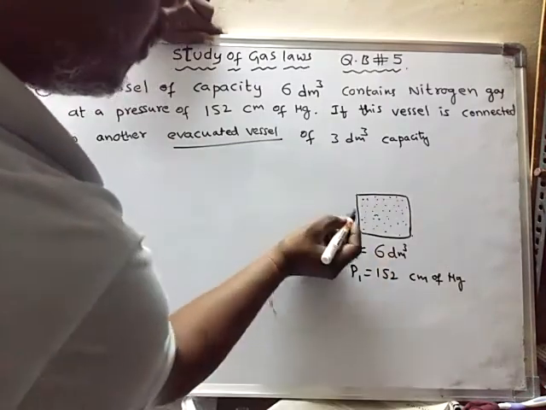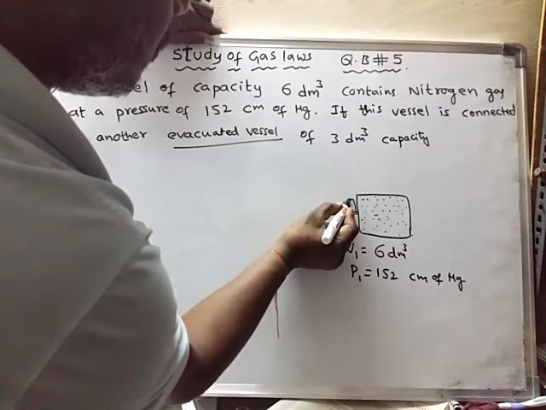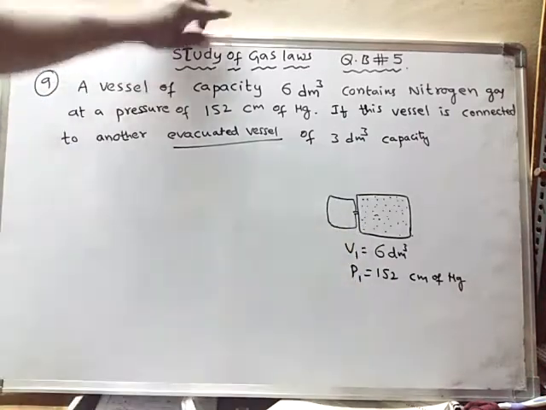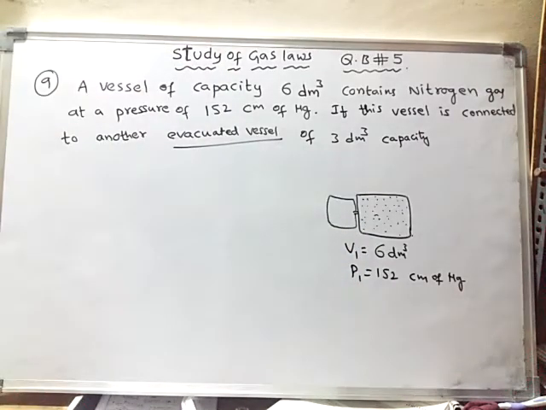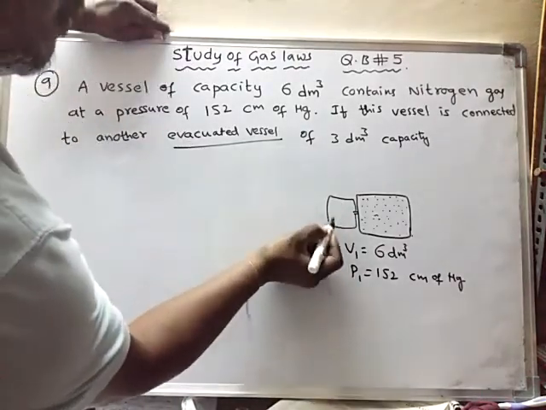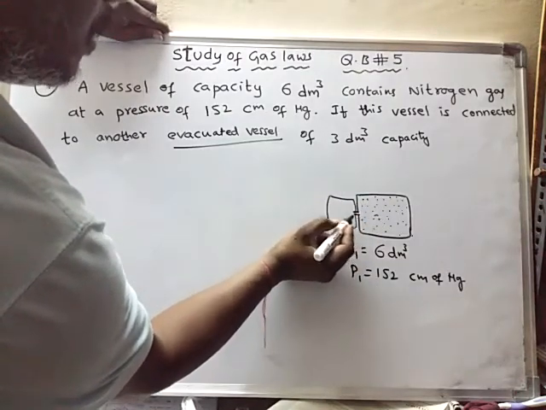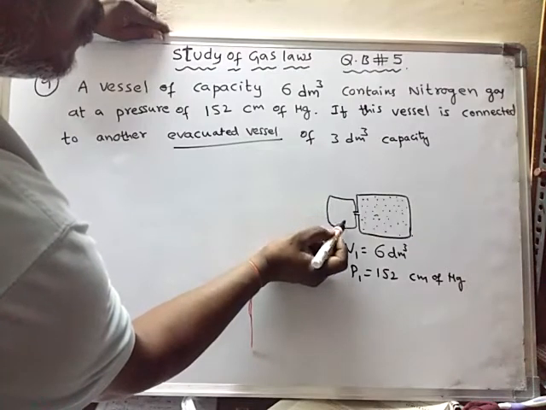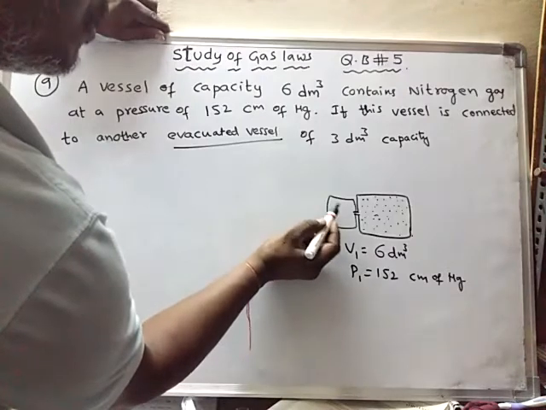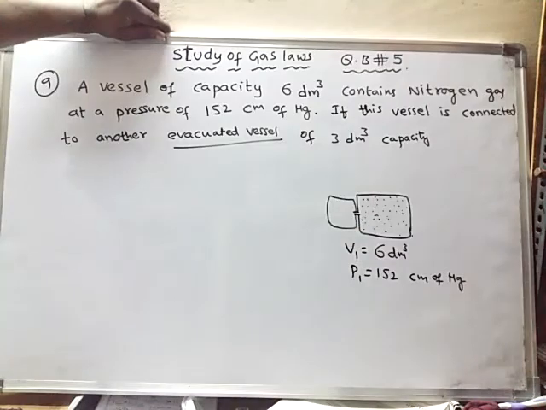6 decimeter cube. Now this vessel is connected to another vessel whose capacity is 3 decimeter cube. This vessel is connected to another empty vessel. So evacuated vessel means empty vessel. Okay, so now there is a connection made to this smaller vessel whose capacity is 3 decimeter cube, and the large vessel capacity is 6 decimeter cube.